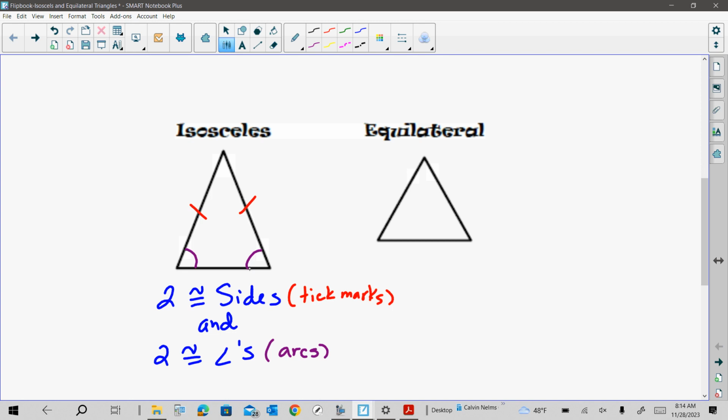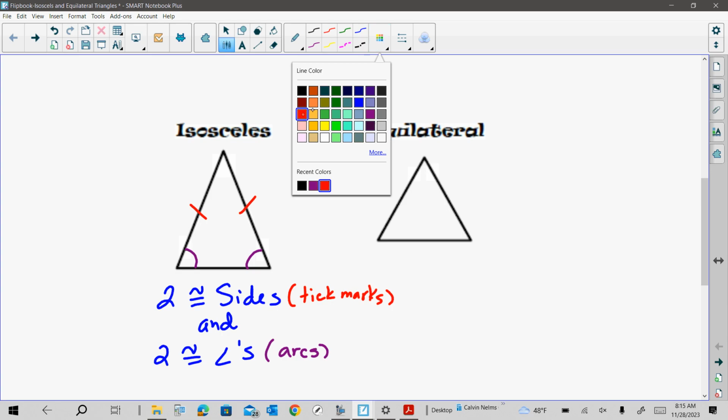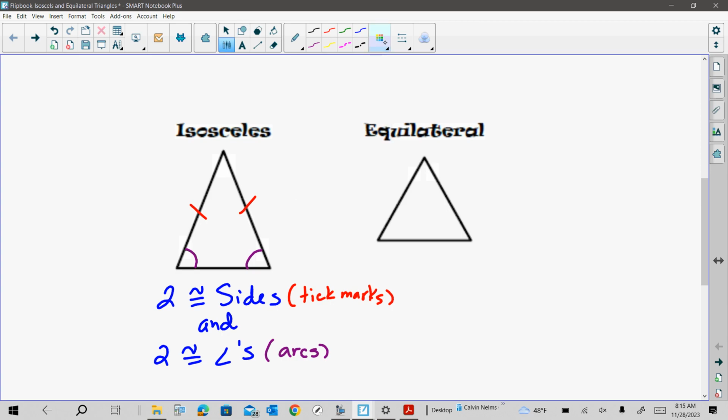Now, an equilateral triangle. What defines an equilateral triangle? Yeah. Three congruent sides, all sides congruent. Okay. So we need to see three congruent sides. Therefore, I'm just going to do the symbol for therefore. There's three dots that form a triangle. You have three congruent angles. Okay. So tick mark, the same tick mark all the way around, and then arcs to show three congruent angles.